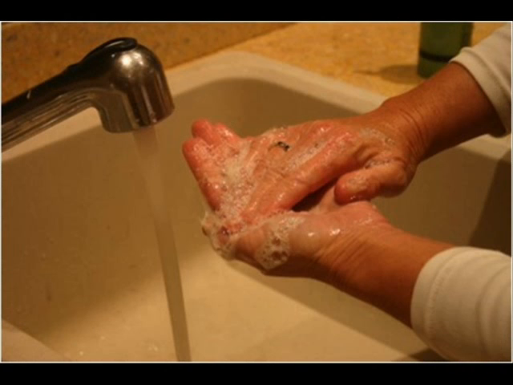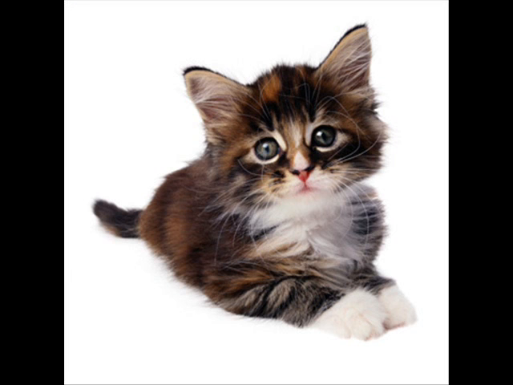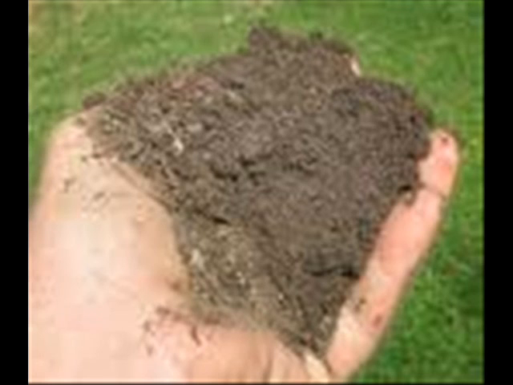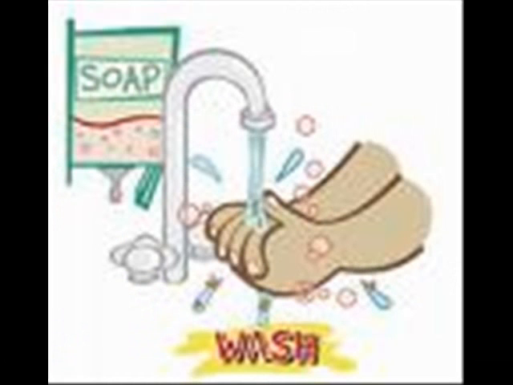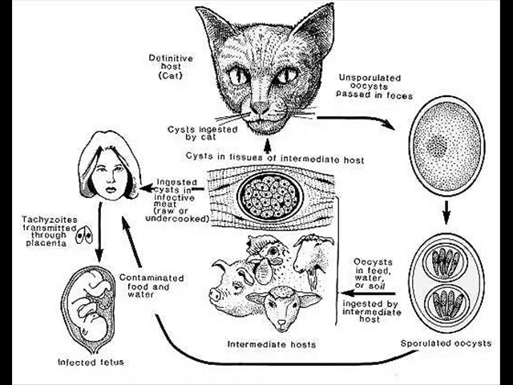Human infection occurs by not washing your hands after exposure to infected cats, exposure to cat feces when gardening, or by eating infected uncooked meat. So remember, wash those hands. Here's an overview.